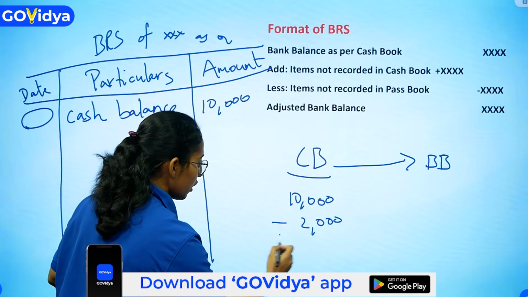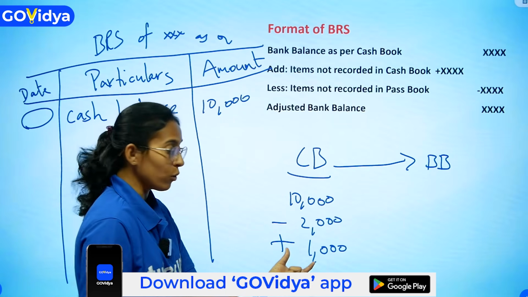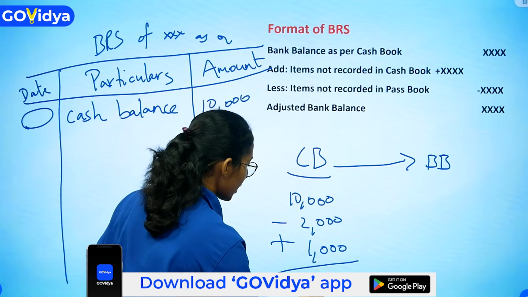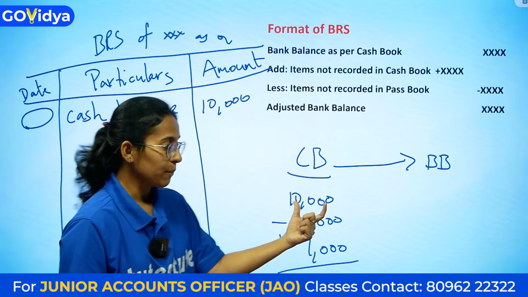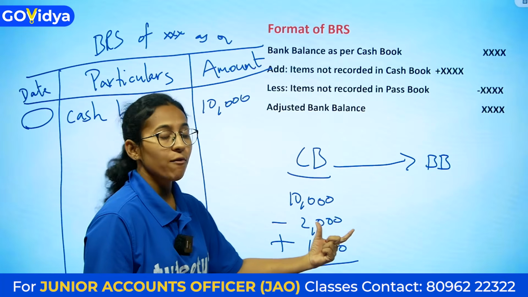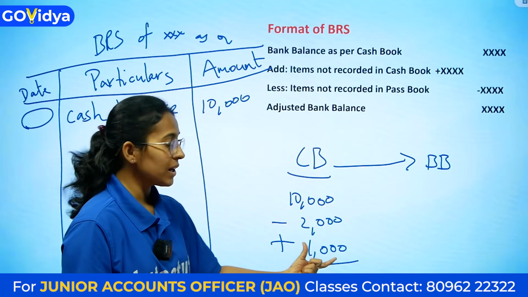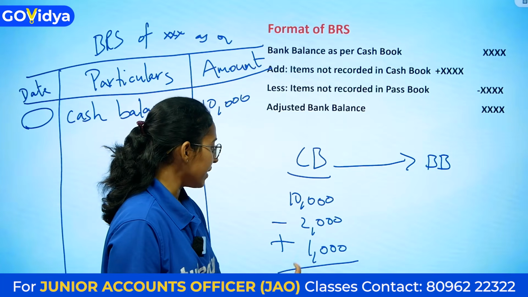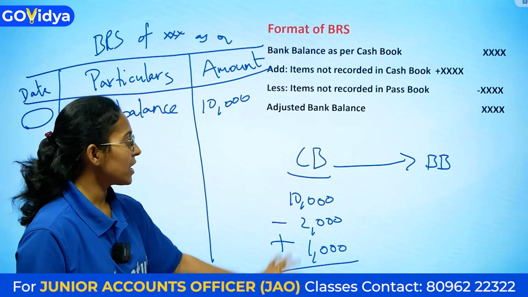Okay, again 1,000 I have already deposited into the bank. So ultimately what would be my closing balance as per the cash book? It will be 9,000. Okay, so hope you guys are able to follow it. 10,000 నా దగ్గర cash balance ఉంది and 2,000 I have already issued the checks, so that's why I have deducted it, and 1,000 I have deposited a check, so I have added it, and the remaining closing balance is 9,000. Okay, this is the cash book balance.